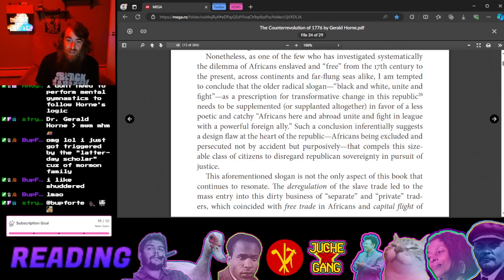Such a conclusion inferentially suggests a design flaw at the heart of the Republic. I apologize. Africans being excluded and persecuted not by accident but purposefully. That compels this sizable class of citizen to disregard Republican sovereignty in pursuit of justice.